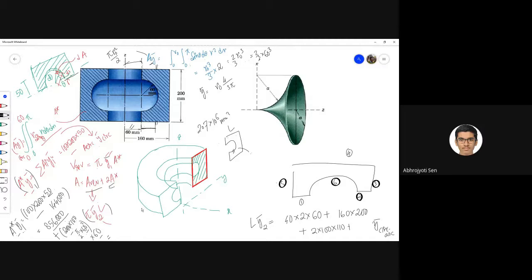Oh, sir, that means for the volume also, then we have to take for 180 degree rotation. Yes. Oh, sir, then it's fine. Sir, then it's okay. Sorry, sir. My mistake it was.